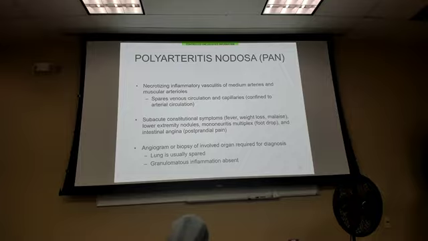They will have some of the subacute constitutional symptoms, including fever, weight loss, malaise. If it is in a lower extremity, as seen in the picture, then they can have foot drop. They can get that postprandial pain. So they eat something and then they have it. Angiogram or biopsy of involved organ required for the diagnosis. Usually we don't do that for the lung because we don't want to poke at it. And then the granulomatous inflammation is absent.